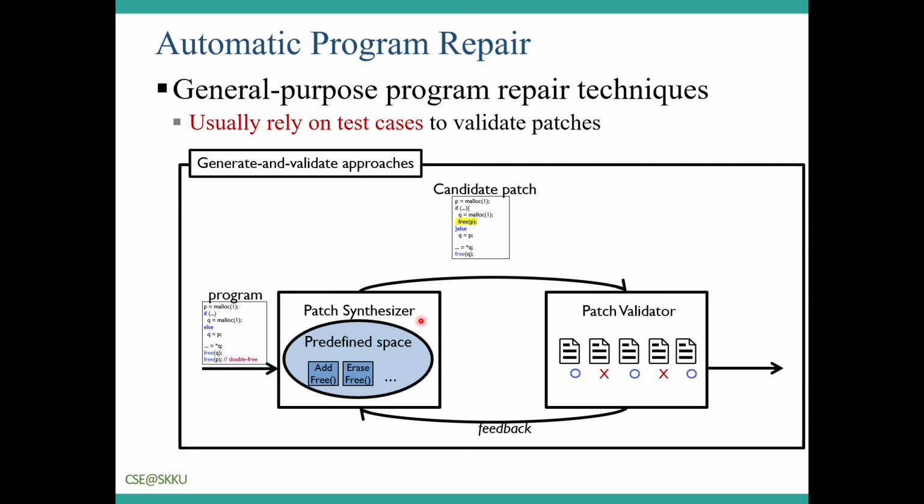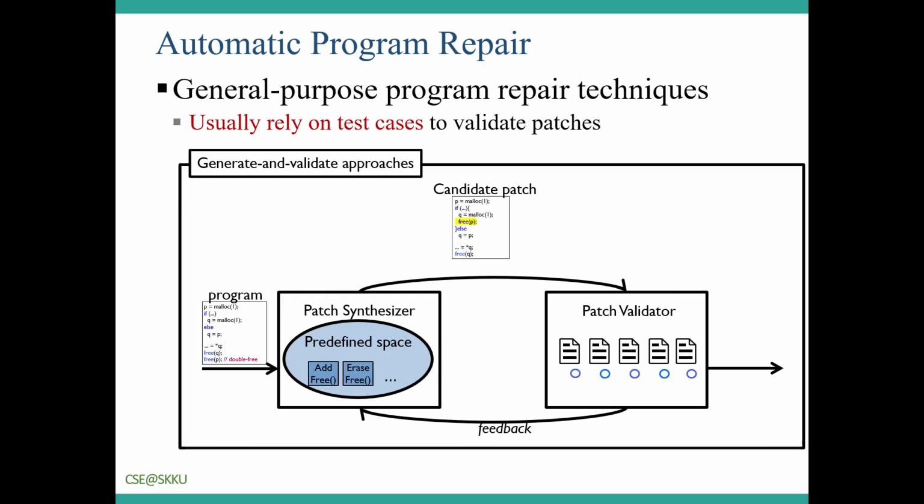Then the patch validator checks whether the candidate patch passes all the given test cases. If any test case fails, the synthesizer creates a new patch and this process repeats. In other words, this approach repeatedly performs patch synthesis and validation, and if a patch passes all test cases, it returns the patched program as the final output.